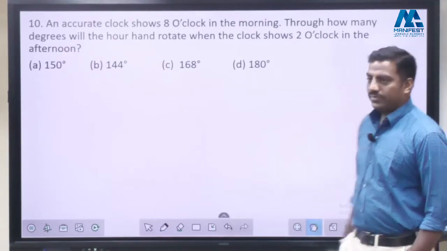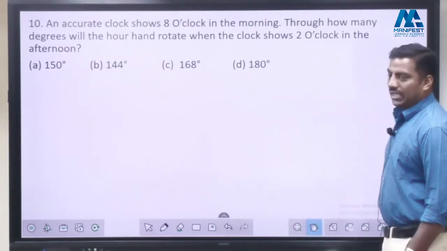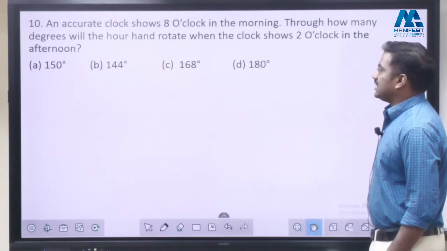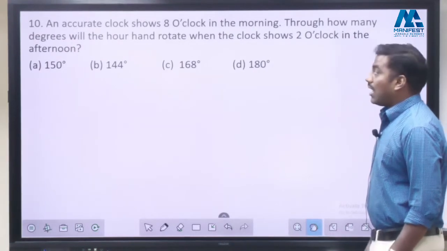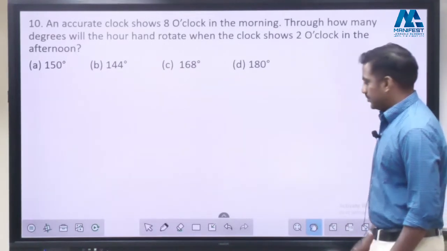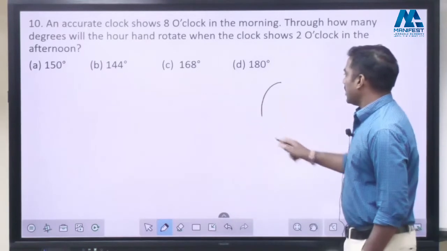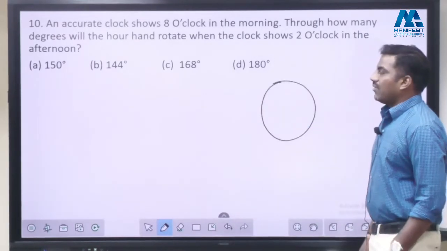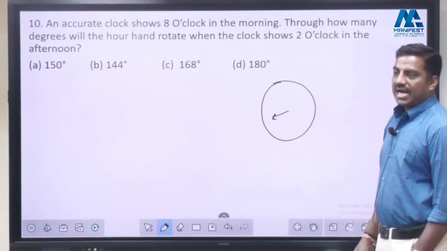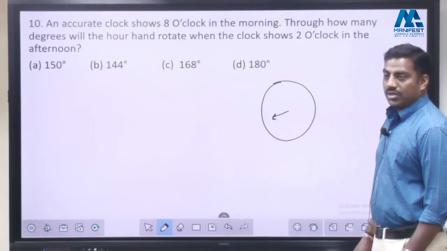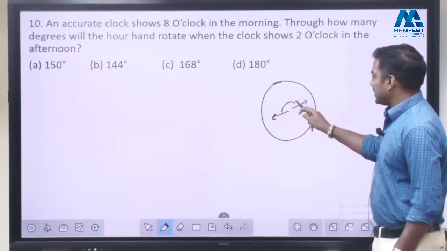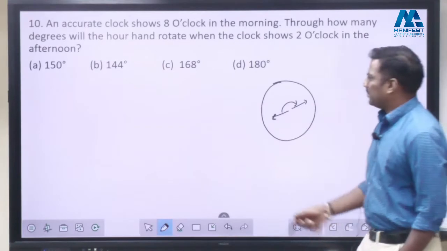An accurate clock shows 8 o'clock in the morning. Okay, accurate clock. Through how many degrees will the hour hand rotate? Hour hand, okay, not minute hand. Hour hand rotate when the clock shows 2 o'clock. At 8 o'clock, where is the hour hand? Here? And at 2 o'clock, where exactly will be the hour hand? Somewhere here. So what degrees it has traversed? 180 degree. Simple.